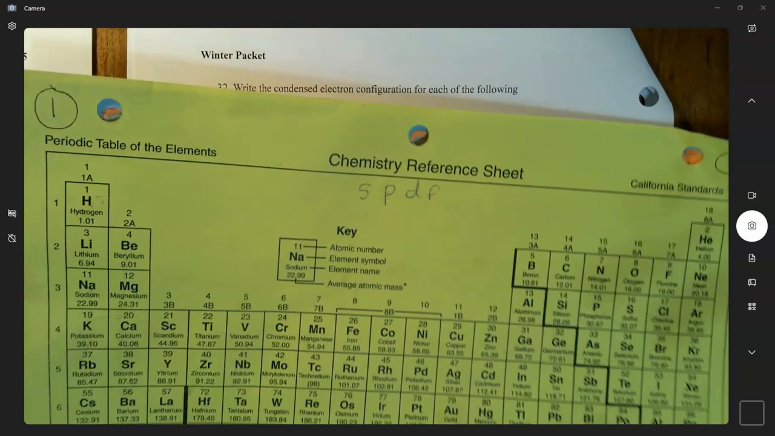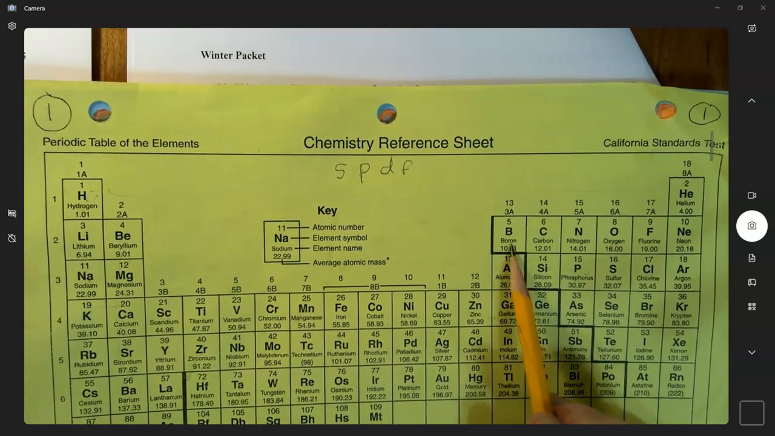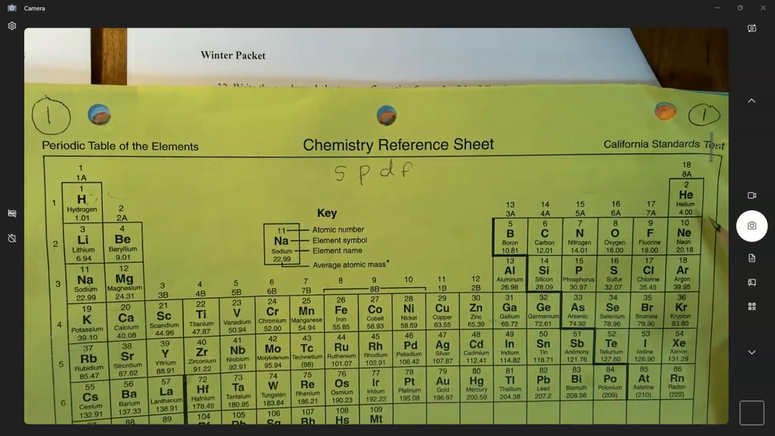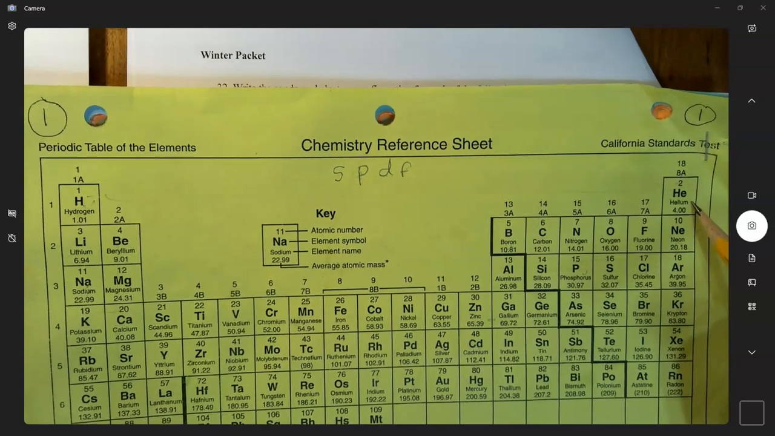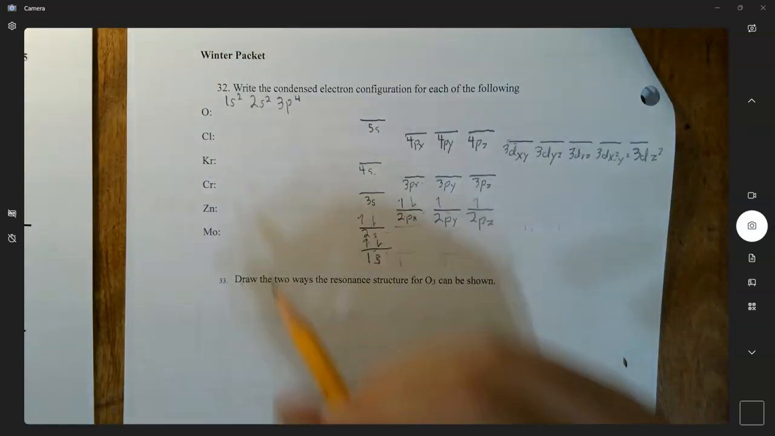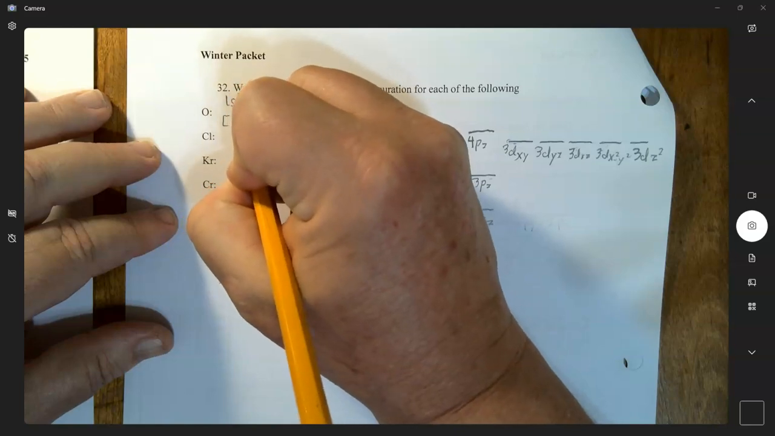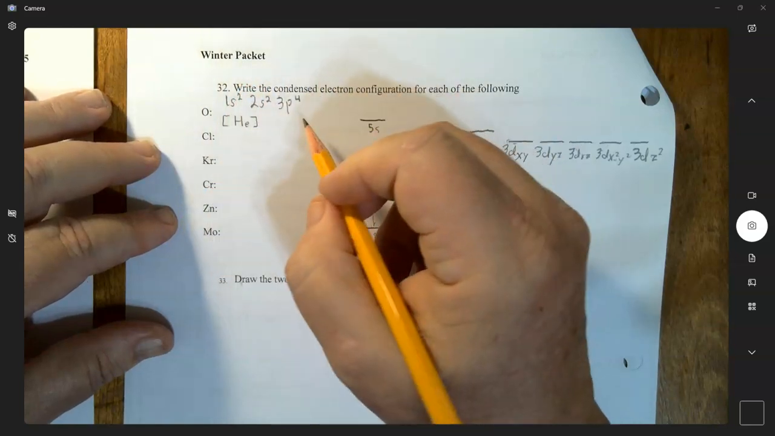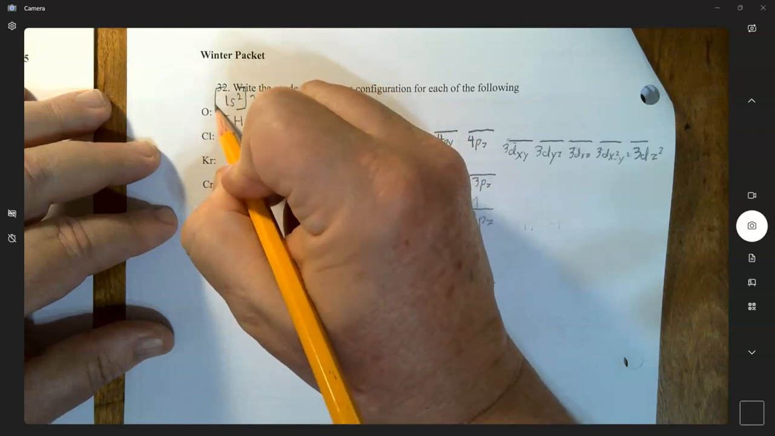Again, let me show you the periodic table. It's 1s2, 2s2, 2p, 1, 2, 3, 4. Now what you do is you go to the noble gas that came in the row before, and you start with that, and then you continue with the next row to do the condensed. So the condensed would look like this. It would start with helium, and that would be this right here. So I'll put a bracket around that. It's the only one where it's an s2.